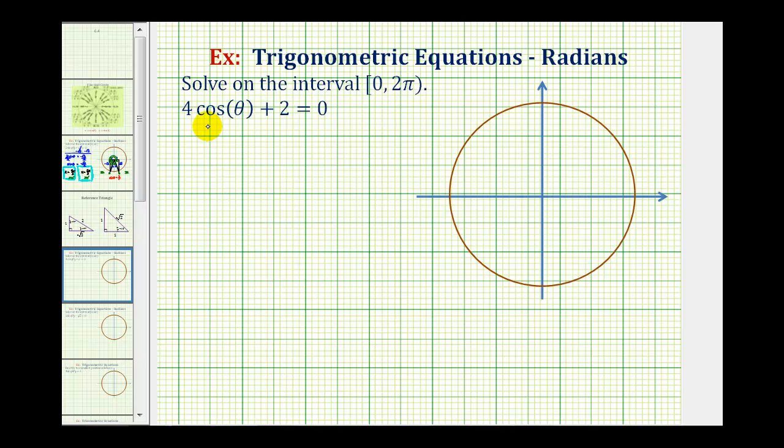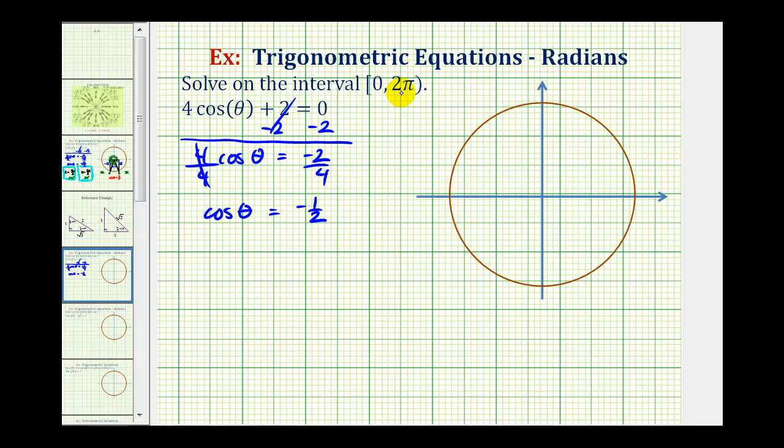We want to solve the trig equation 4 cosine theta plus 2 equals 0 on the interval from 0 to 2 pi. So the first step is to solve this equation for cosine theta. We'll start by subtracting 2 on both sides of the equation. So we have 4 cosine theta equals negative 2. Now we'll divide both sides by 4. So we have cosine theta equals negative 1/2.